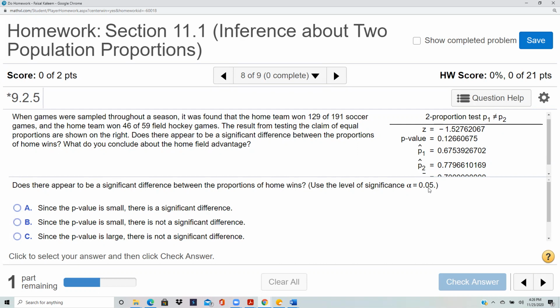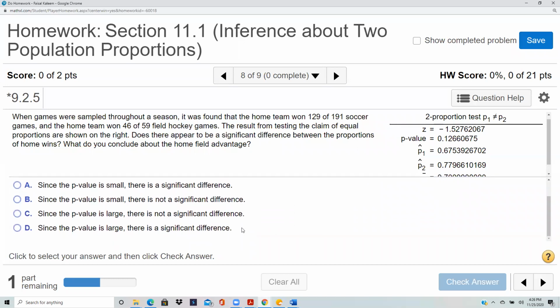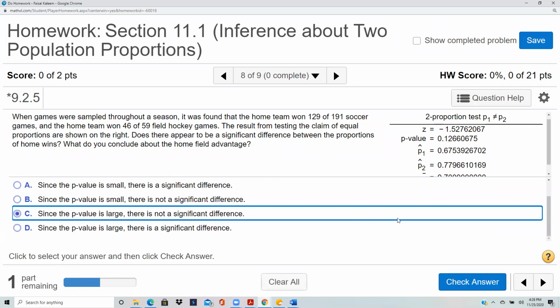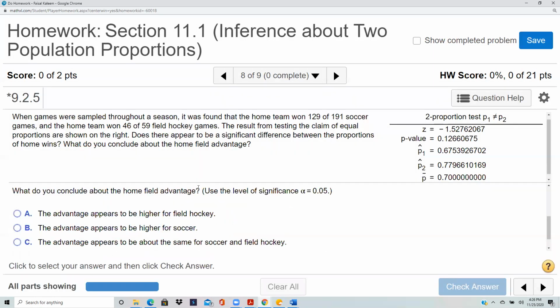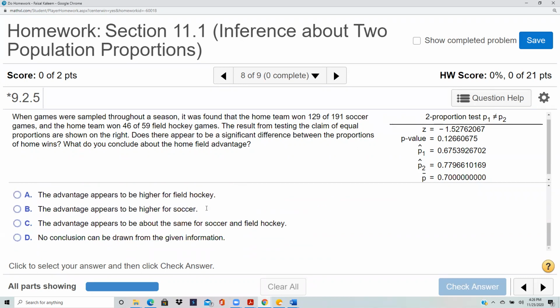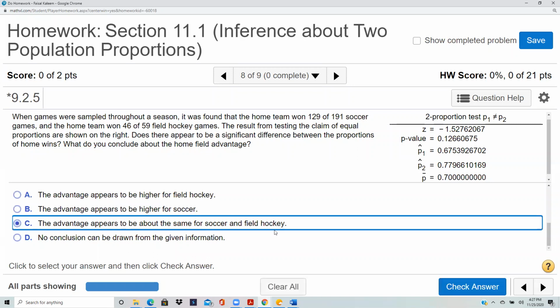reject the null, which means you do not have evidence. So the p-value is large, and that means you do not have evidence. Large means larger than alpha. Okay, so we do not have evidence to say that it's different, so the advantage appears to be the same. So we do not reject the null, and the null was saying that the advantages were equal, right? Null always says that P1 is equal to P2.